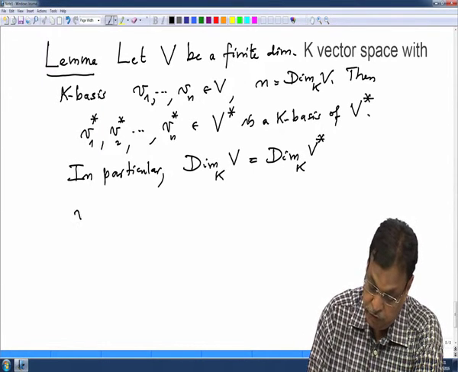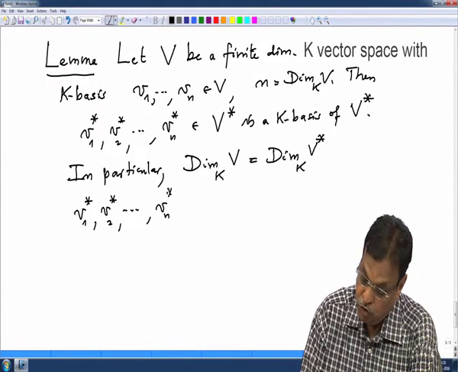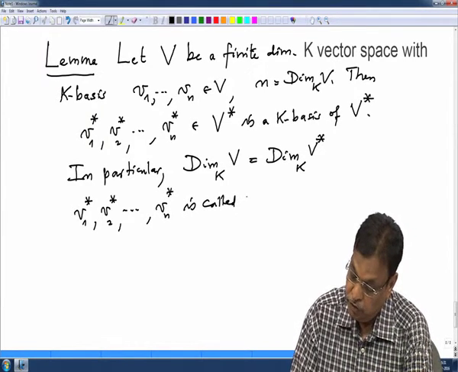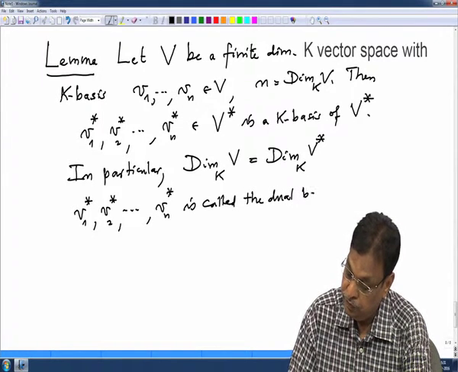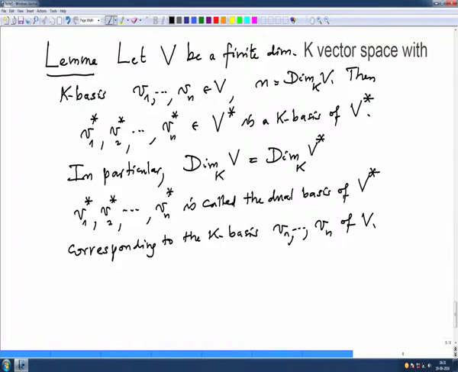And these bases V1 star, V2 star, ..., Vn star, this is called the dual basis of V star corresponding to the K basis V1 to Vn of V. So, in particular, that part is clear; we only have to show that these coordinate functions form a basis of V star, and for that we need to check that they are linearly independent and they generate V star.